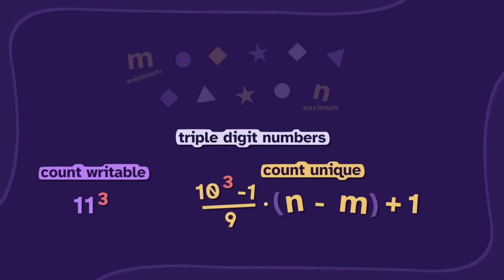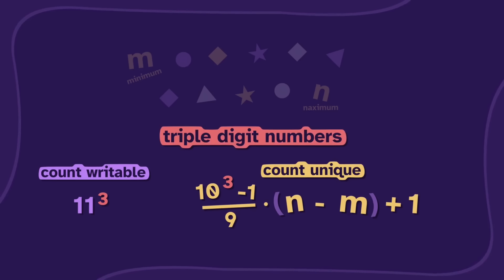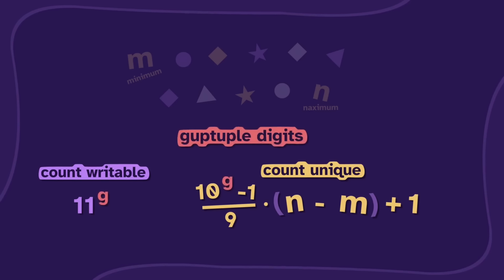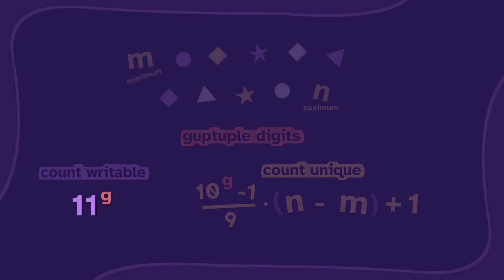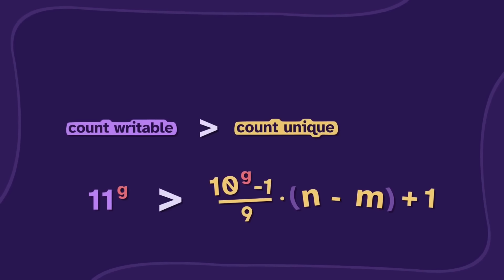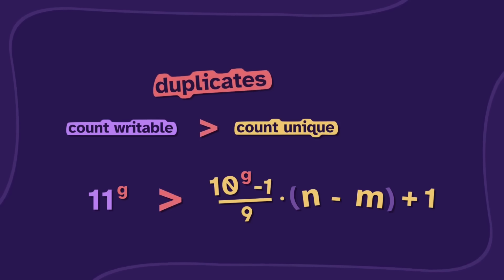Now we see a third power on each side. This is because we used the triple digits. We get fourth powers with quadruple digits, fifth powers with quintuple digits, and so on. The left has powers of 11, so it grows faster than the powers of 10. Eventually, the left will be larger. There will be more writable numbers than unique values, so we will end up with duplicates.